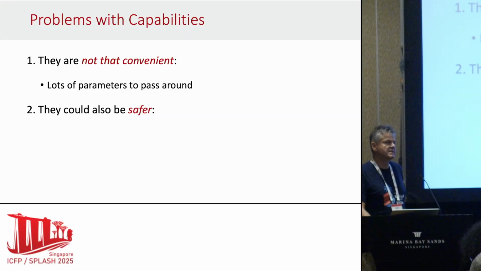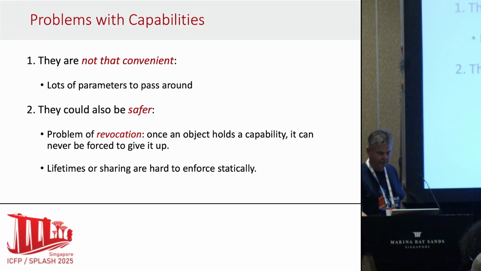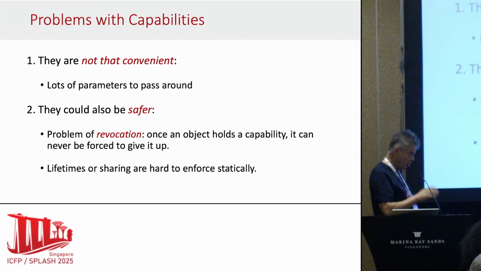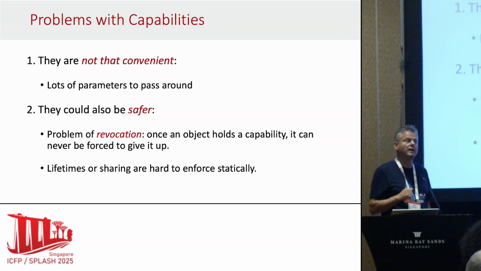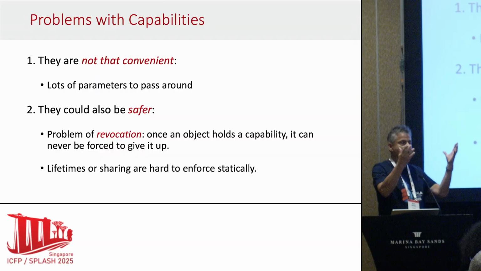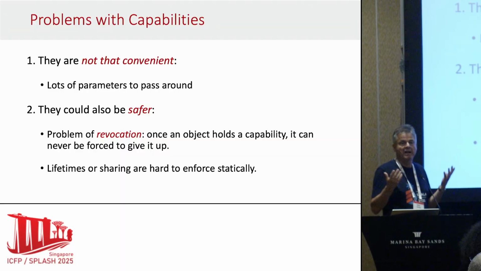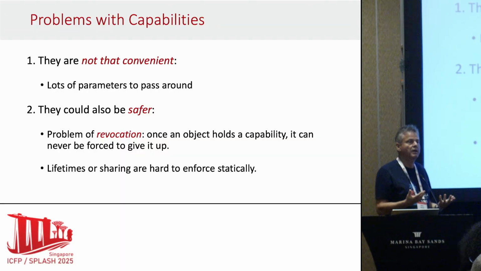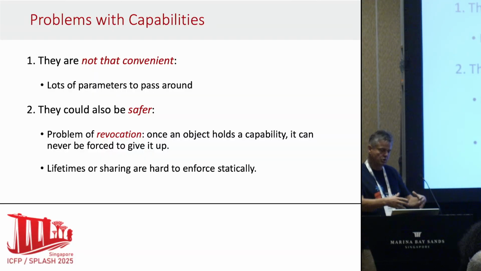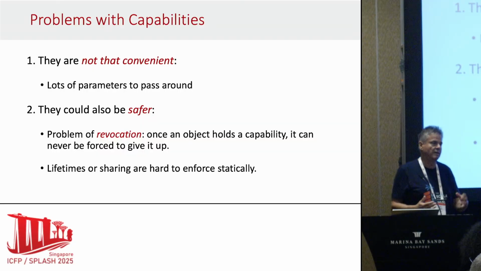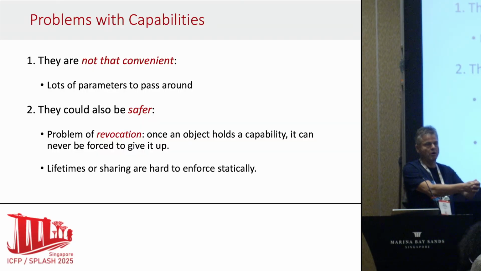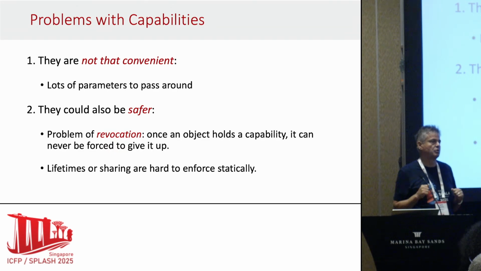And the other thing is they could also be safer. In particular, there's this problem of capability revocation. Normally, when you give someone a capability, then that entity can hold on to the capability as long as they want. They have it now. They can pass it to others. They can use it. So if you want to say a capability should have a limited lifetime, let's say I give you the capability to perform this operation on behalf of me, and once you're done, you shouldn't have it anymore, then there's really no good way to do that.